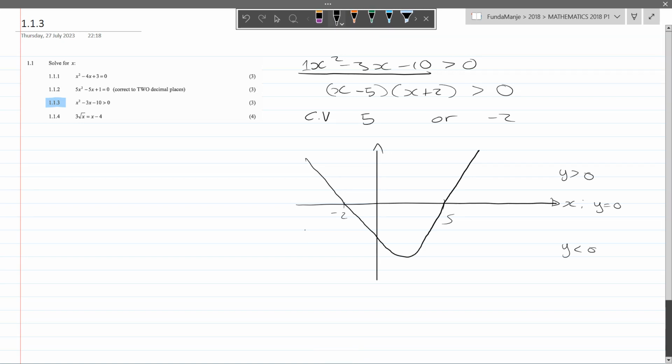That is when x is smaller than minus 2 on this side, or when x is greater than 5 on this side. So when you write your answer, you can write it as x has to be smaller than minus 2, or x has to be greater than 5, like that. And those are your two answers in this case.